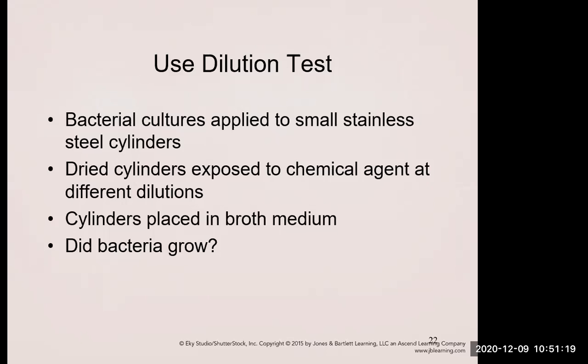Okay? You're going to dip that into, pardon me, not into media, into whatever chemical you're exposing them to. So let's say bleach, ethanol, peroxide. So you have bacteria on steel, expose them to a chemical, then you're going to place that steel in fresh medium. You're going to see if it turns cloudy. What does it mean if it turns cloudy?